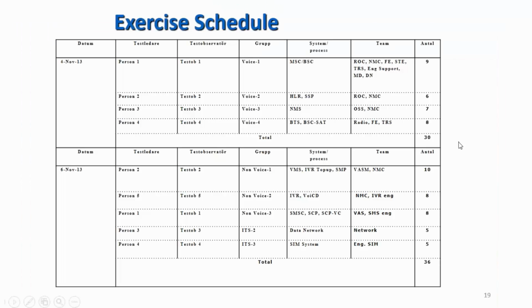And this is an example of an exercise schedule. You see it's very detailed, and this is from real life actually. And this says how many persons are involved, what teams are involved, what processes or systems are exercised, and the kind of groups, and the observer, and the exercise leader.